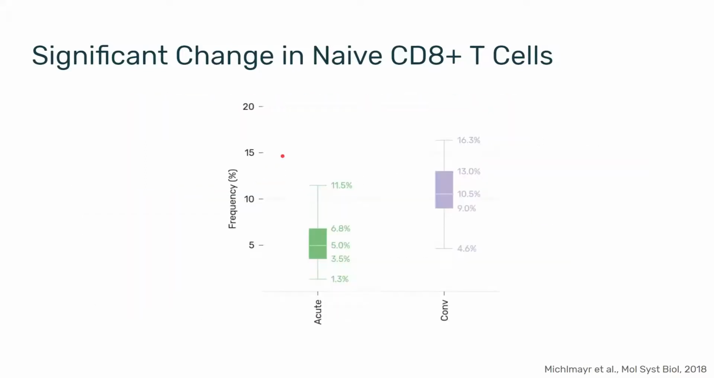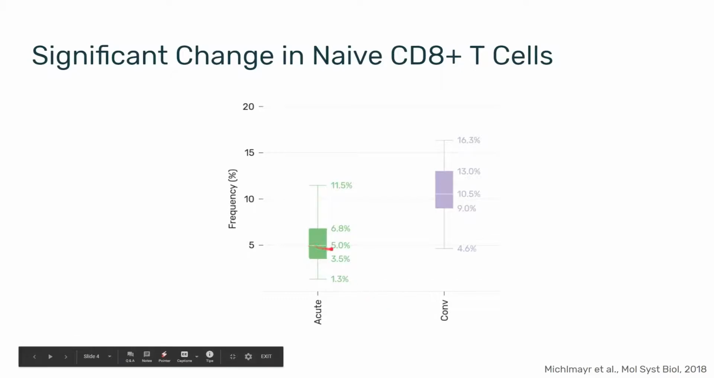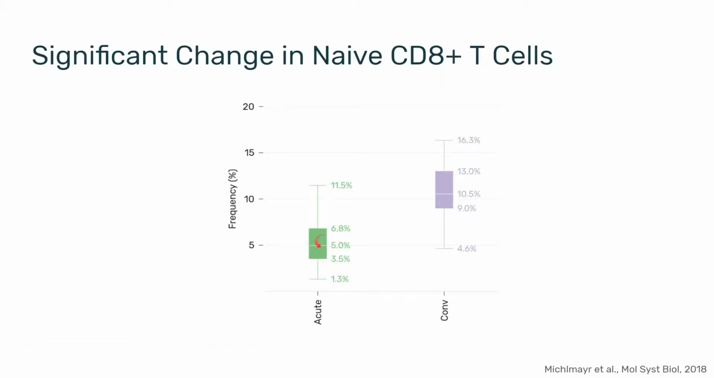Another way to look at it, and this is how Astrolabe shows it, is a box plot, and what we're seeing is the frequency of the naive CD8 T cells in each time point. The white line is the median, and it starts at 5% in the acute time points, and then goes up by twofold to 10% in the convalescent time point.